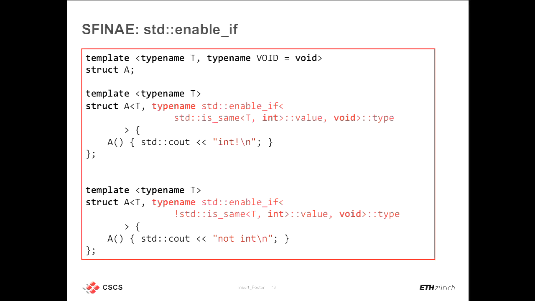And then we have specializations. The specializations work like this. You have a specialization for which std::enable_if of std::is_same<T, int>::value, void, ::type, or std::enable_if of not std::is_same<T, int>::value, void, ::type. Now, what is it doing? Who wants to tell what's happening here?